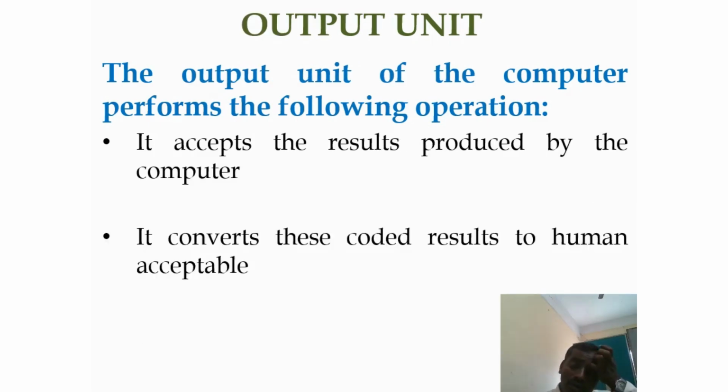Next, what can the output unit do? The output unit will produce some result as output. Based on the inputs, the output unit produces some output, and this output is also converted from coded result into human acceptable form. Why? Because humans give the input as a high level language. This high level language is converted into machine level language, and the computer performs the operations. After completion of the operations, it gives some result as output. This result will be in the form of coded format.